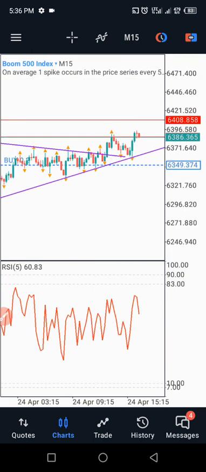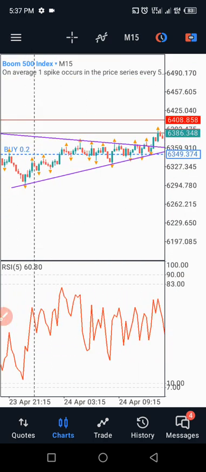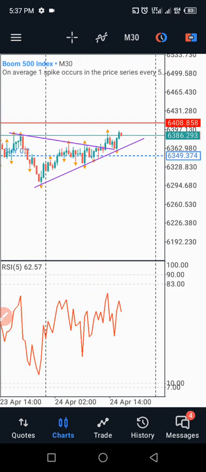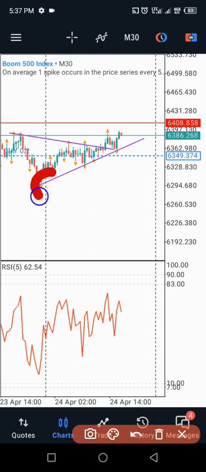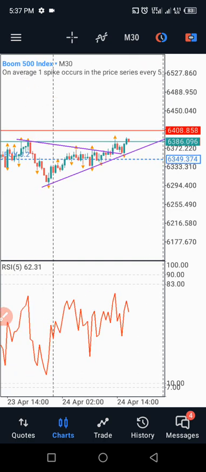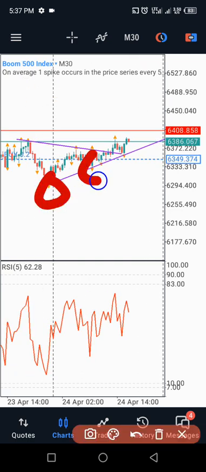Or let's just make use of the 30 minutes time frame. On the 30 minutes time frame, we can see that the market is creating a trend line here, 1, 2. You can see the first and the second touch, so this is a powerful trend line. The rule of a trend line is that once you have seen the first touch and the second touch, then we want to enter at the third touch.